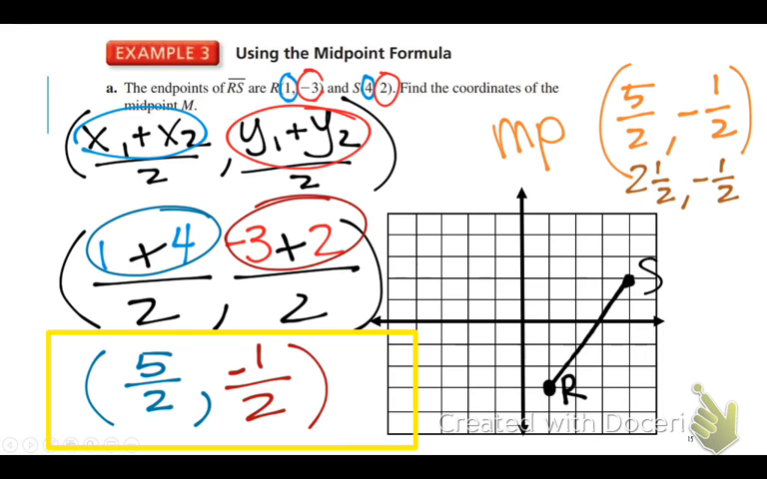Starting at the origin, we're going to go over 2, 1, 2, and 1/2. And then we're going to go down how much? 1/2. Hopefully your midpoint landed perfectly like mine did. Does it look like it's in the middle? Yeah, it looks pretty good.